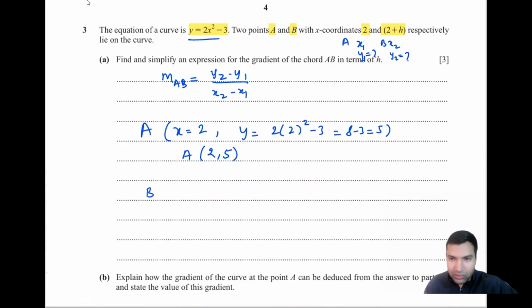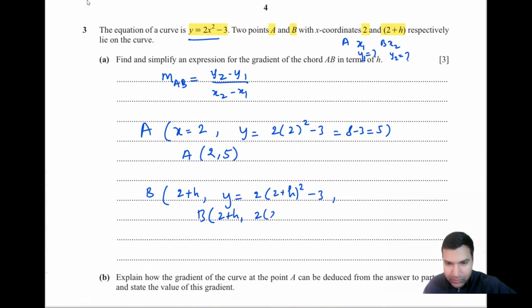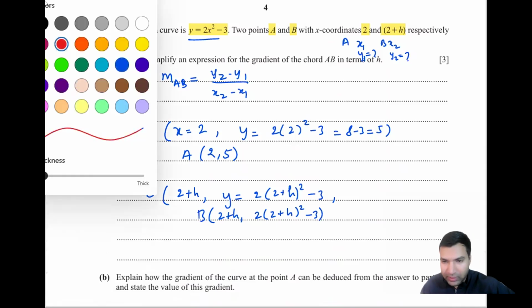And let's quickly do this for B as well. So it's 2 plus h. Therefore, y would be 2 times, you just plug in the values of x, (2 plus h) whole squared minus 3. For the time being, let it be as it is. So we get B as (2 plus h, 2 times (2 plus h) whole squared minus 3). Let's simplify this later. So we got this. Now I need to simplify.